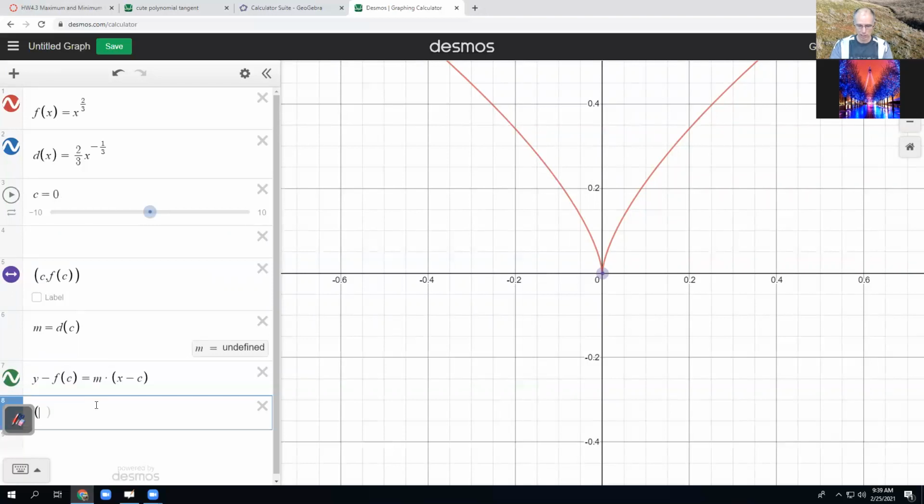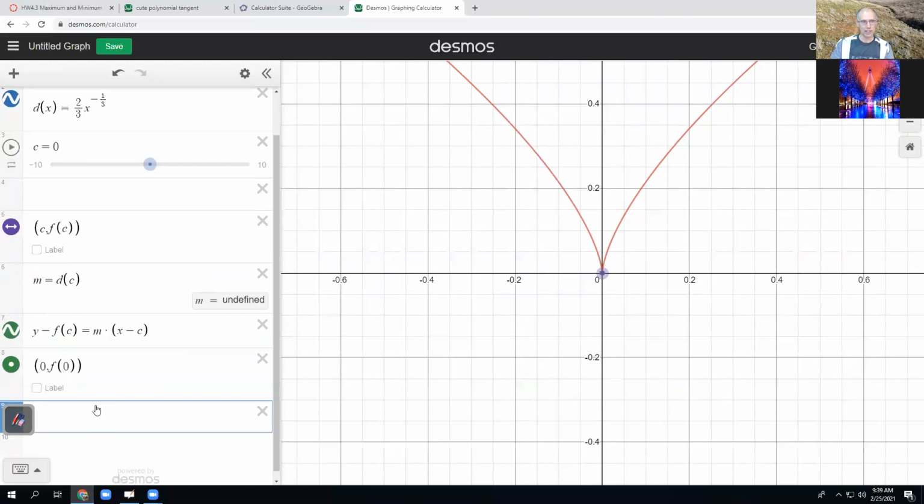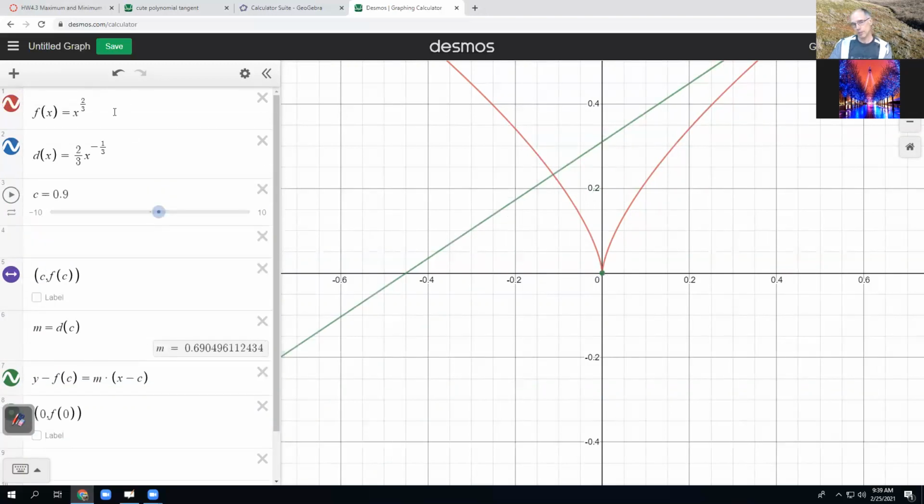I do have the point 0 comma f of 0. Does exist there. So if I move c out of the way, you can see that point does exist for the function f. So there's some weirdness going on there. That weird point is called a cusp, and we'll talk more about cusps in a few sections from now. All right, let's take a look at the questions Kelsey asked about.